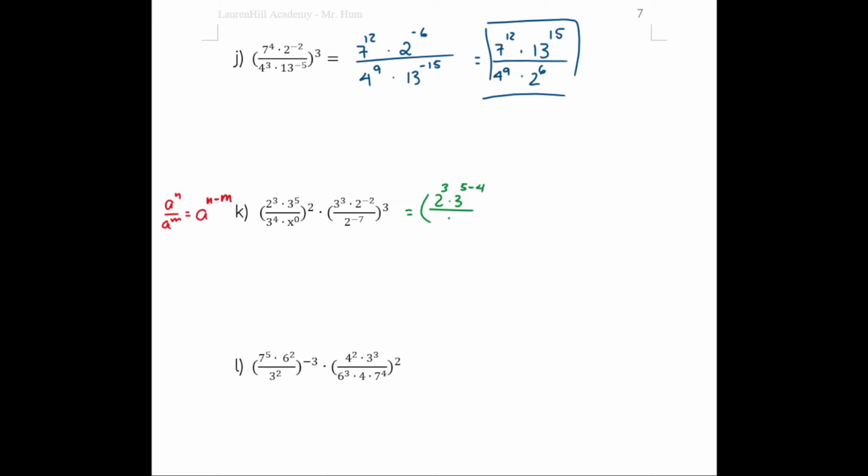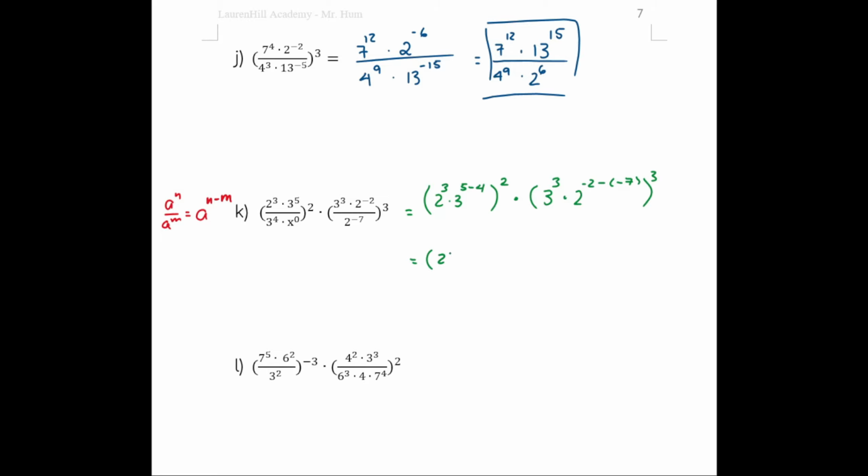And all that's left on the bottom is my x to the 0, which, anything to the 0 is 1. So we'll just call this 1. And anything divided by 1 is just itself, so we'll just get rid of that completely. We just have 2 to the 3 times 3 to the 5 minus 4 to the power of 2 times 3 to the 3. And same rule as before, 2 to the minus 2 over 2 to the minus 7. We can just subtract the exponents. So this is 2 to the minus 2 minus 7, all to the power of 3.